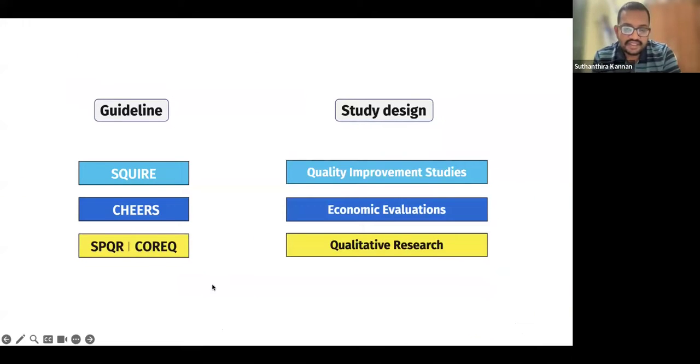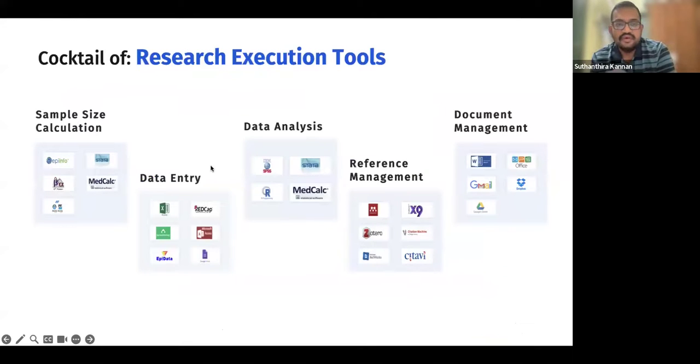If it is qualitative research, you have COREQ, SRQR. For economic evaluation, you have something called the CHEERS protocol. For quality improvement, you have SQUIRE guidelines. Okay. So these are the softwares available for you to do the thesis. For sample size calculation, you have EpiInfo, MedCalc, Stata, G*Power. For data entry, you use Excel, Epidata, REDCap, Google Docs, Google Sheets.